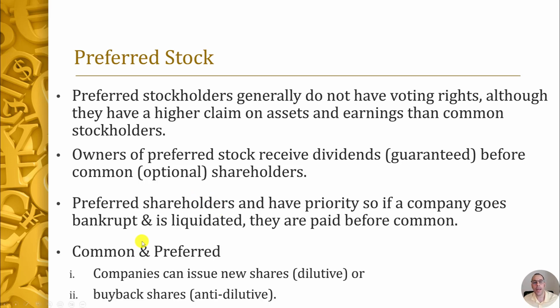And a company can issue more common or preferred shares, which is dilutive. It makes your shares less valuable. And if a company has extra cash, they can buy back shares, which are anti-dilutive. So the two main ways to reward shareholders is to pay a dividend or to buy back stock. And the two main ways to detract from shareholders is to not pay a dividend or to issue more stock.